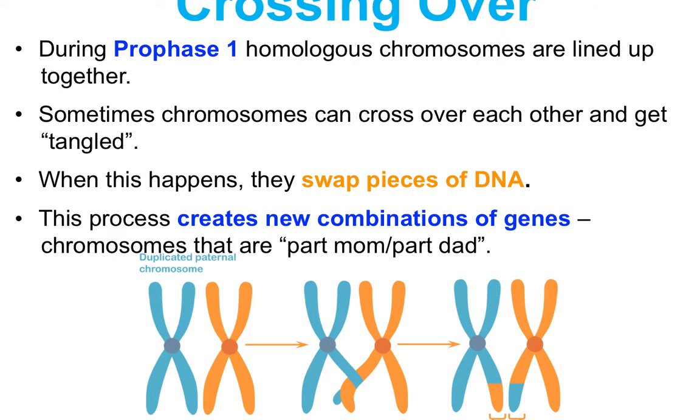Crossing over occurs during prophase 1, and when the homologous pairs are lined up all together, these chromosomes can get sort of like tangled. It's the best way I have to describe. And when this happens, they'll just swap those pieces of DNA. And this process happens because we create new combinations of genes. And these chromosomes are now part mom and part dad on this chromosome, if you will. But it's also kind of mixing it up a little bit so that now not every single one is the same. This is how we get genetic variation among families, even among species.